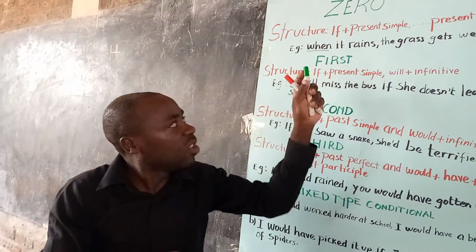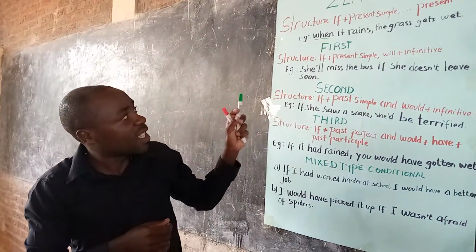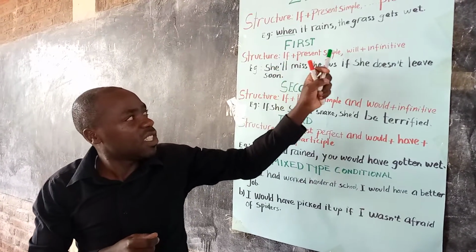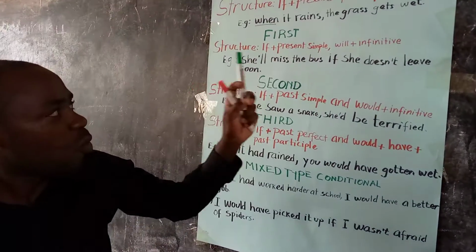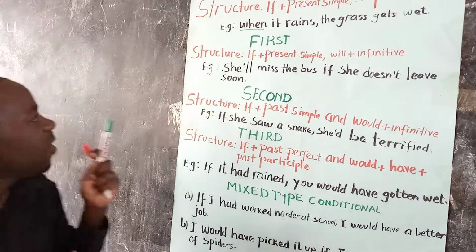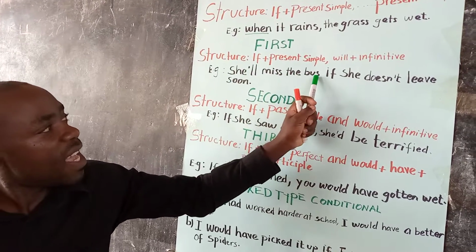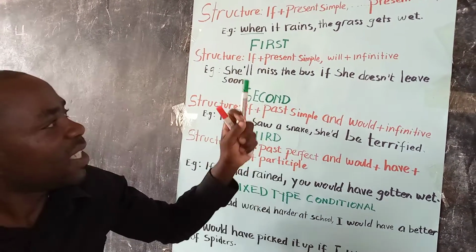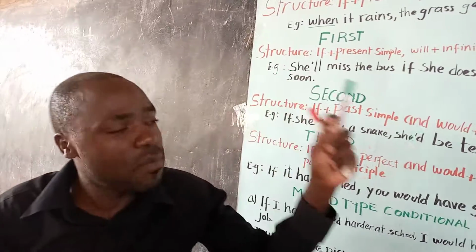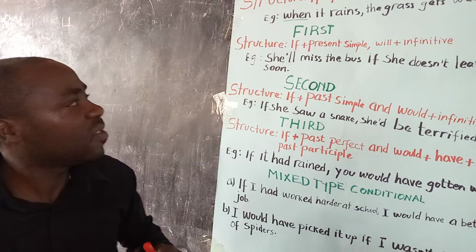Okay, we have also the first conditional sentence. The first conditional sentence has a structure like if plus present simple that we change to will plus infinitive. An example here: she will miss the bus if she doesn't leave soon. She will miss the bus if she doesn't leave soon.